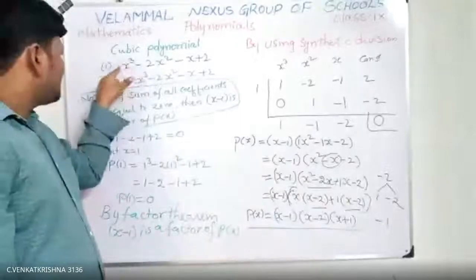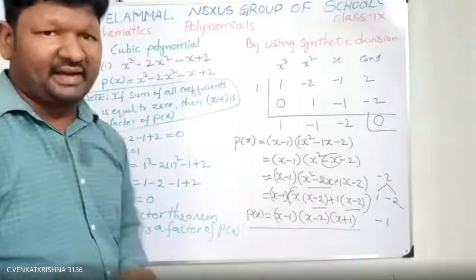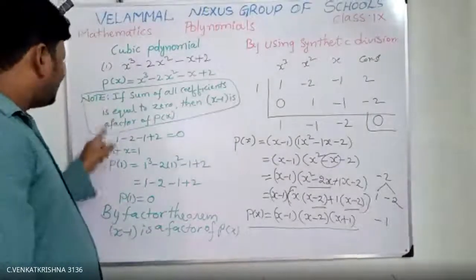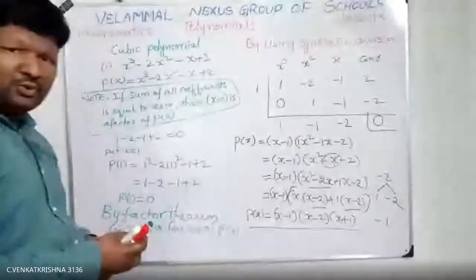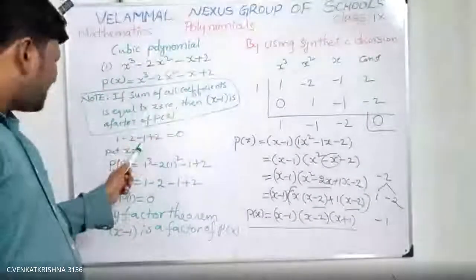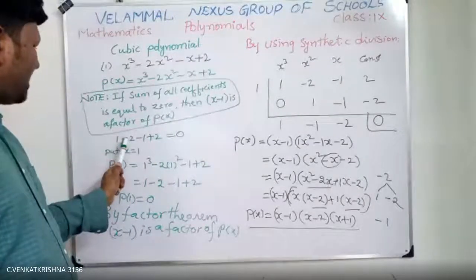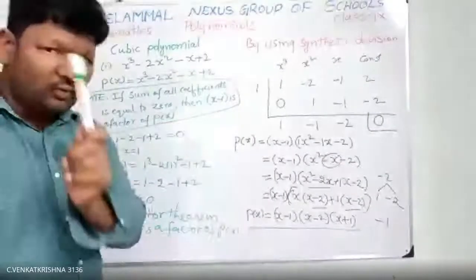Then this is an important point: if the sum of all coefficients is equal to 0, then 1 is a factor. So I got the coefficients here. The x cube coefficient is 1, the x square coefficient is -2, the x coefficient is -1, and the constant is 2. So 1 minus 2 minus 1 plus 2 is 0. So I decided 1 is a factor.